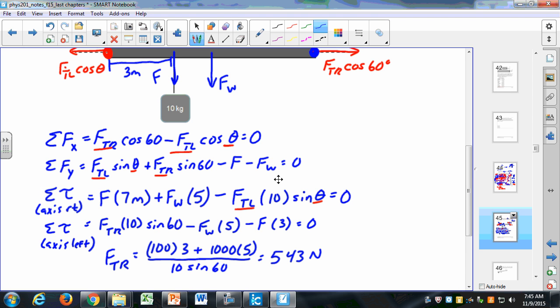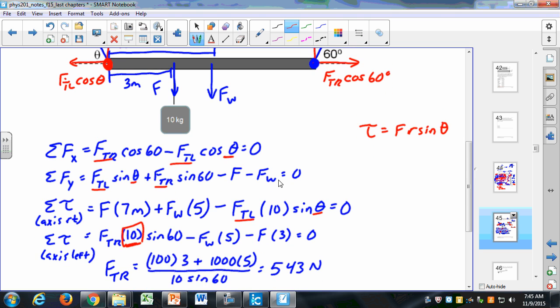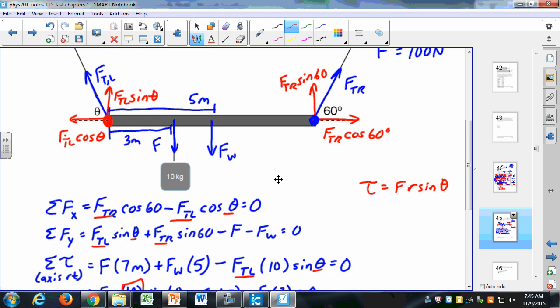Where did I get 10? Oh, I think this is the 10. Right here. Remember, torque is equal to F r sine theta. And that's going to be my distance r. So here I'm the distance to FTR. 10 is the distance from this axis of rotation down to where that force is applied. It's the moment arm. It's this r value.